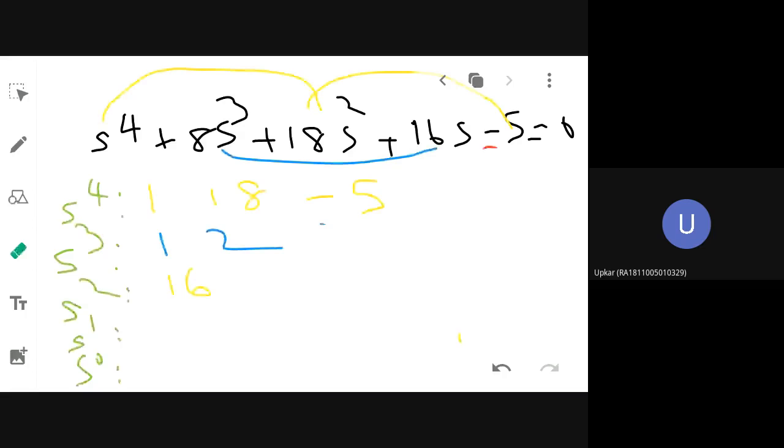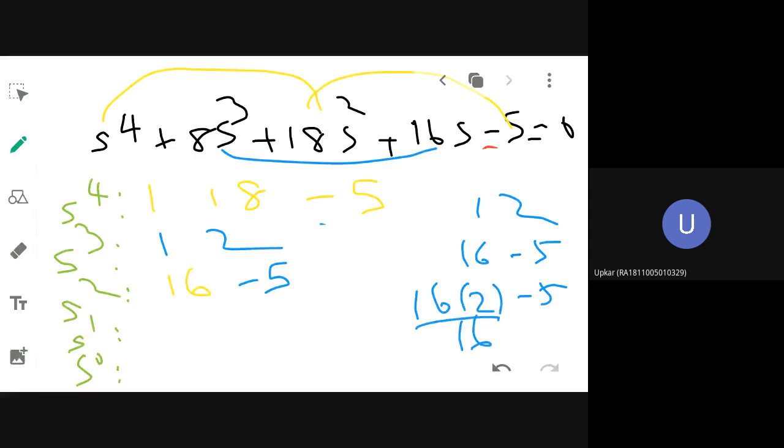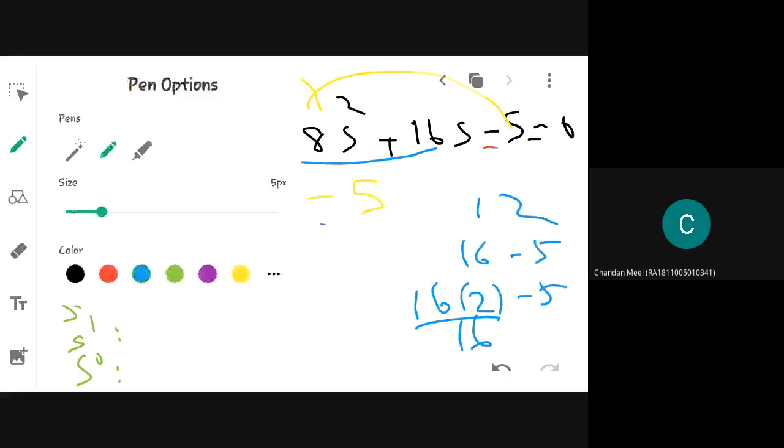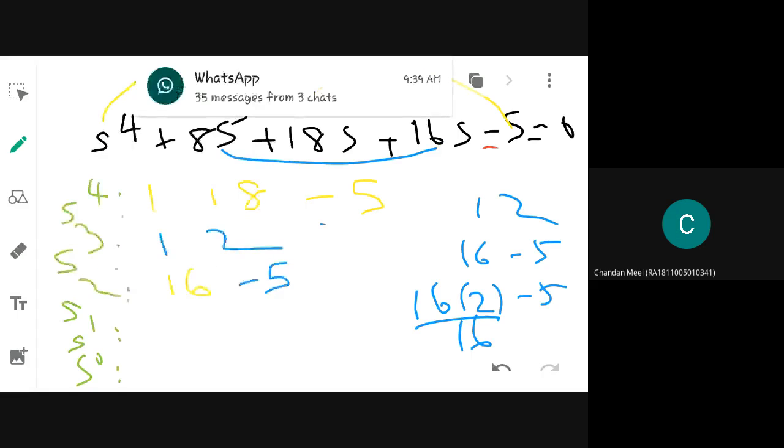So minus 5 divided by 1. What's the answer that you will be getting? Minus 5. Okay. Then what about the next row elements? Having 1, 2, 16, 5. So it will be 16 into 2 minus 5 divided by 16. So what's the answer? 18.5, and S0 will be minus 5.